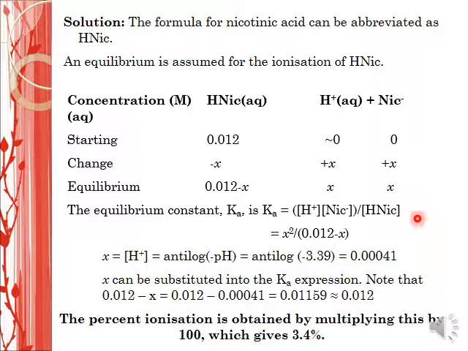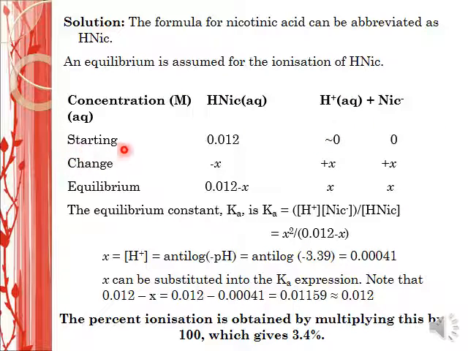This is an ICE table that you need to draw to solve questions like this. I is initial, this one is our starting, C is change, E is equilibrium. We are given the initial concentration of nicotinic acid, which is 0.012, and initially none of the products are present. None of it has dissociated yet, so 0, 0.